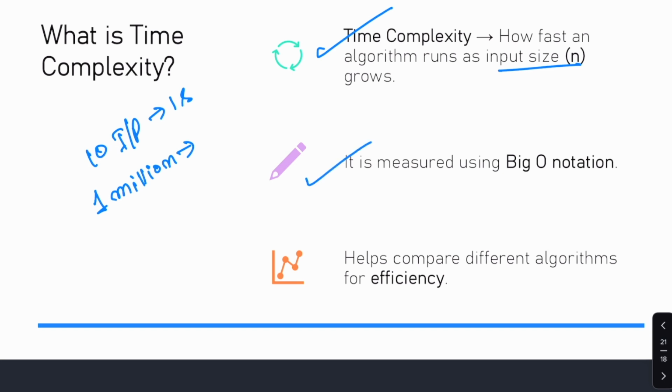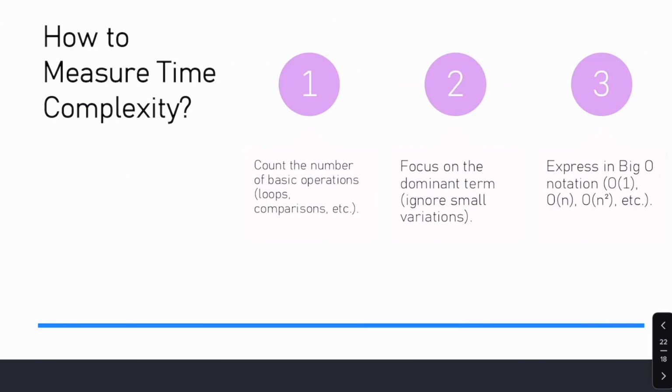Most of the time, time complexity is measured in big O notation because we consider the worst case scenario. We will come to how to measure in big O notation in later lessons. It also helps in comparing different algorithms for efficiency. We have to compare the different algorithms to see which takes less time.